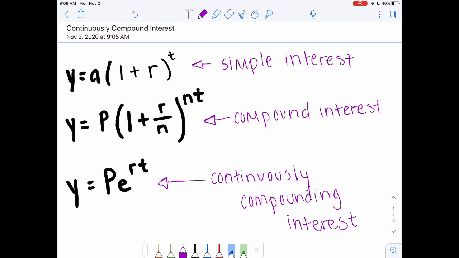Let's take a look at the three formulas that we'll be using to describe interest. So the first one is our simple interest formula. That's just where we add our interest rate to 1. The second one we learned last week is compound interest, where n changes depending on the number of times you're compounding. For instance, if you are compounding monthly, your n will be 12. If you're compounding quarterly, your n will be 4.